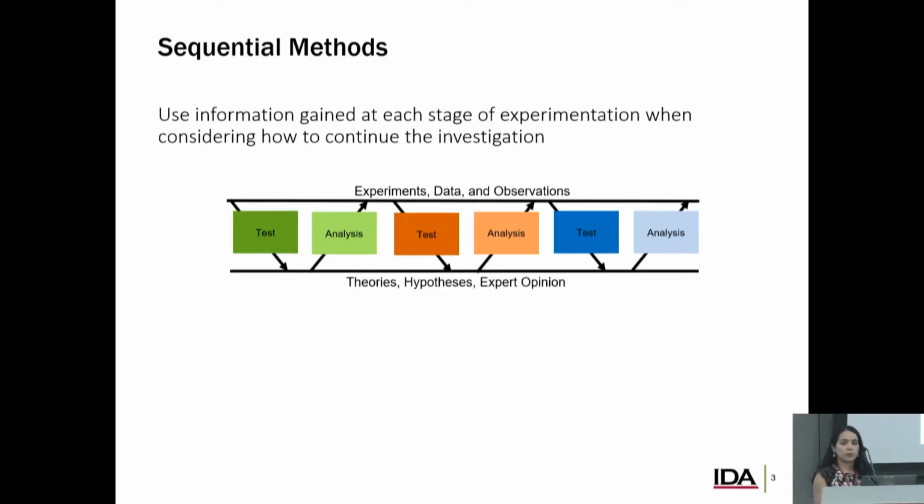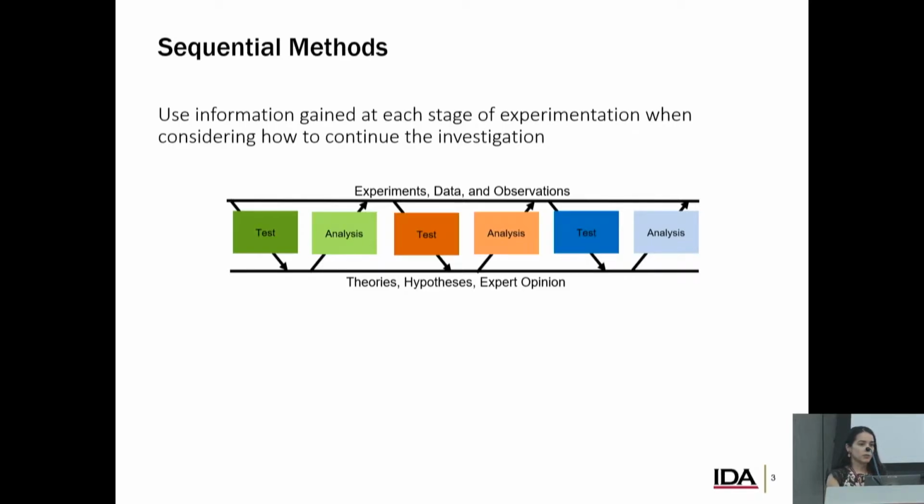So what are sequential methods? Most of the time, what we do for test planning is that we have our experimental design. We set some power and confidence, get the number of runs that we need using a DOE or experimental design. Then we go through test, collect the data, analyze the data, get the results, write a report.